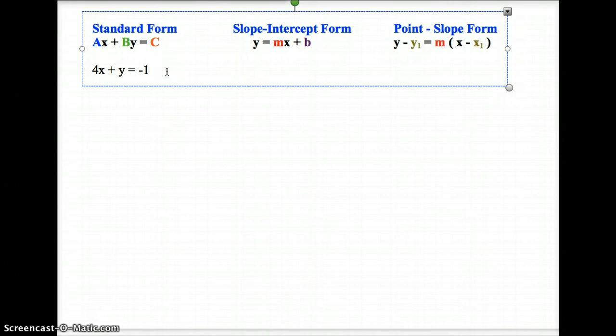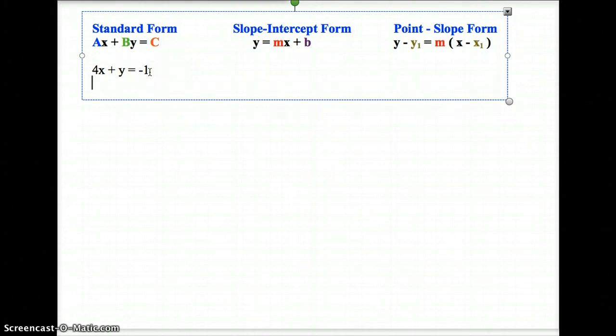All right, so now that you understand what the standard form of a line is, our goal is to take this standard form equation and convert it into a slope-intercept form equation. So how do we do that? Well, the first thing we have to do is solve for y. You'll notice here we have a y by itself, and our goal is to get y all by itself and everything else on the right side of the equation.